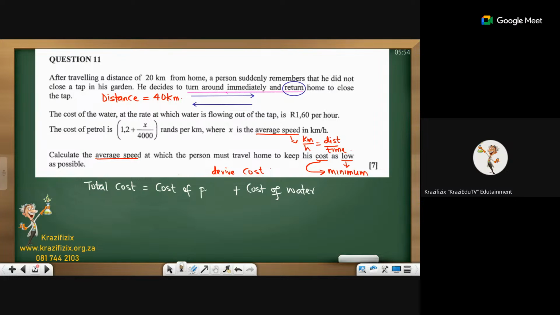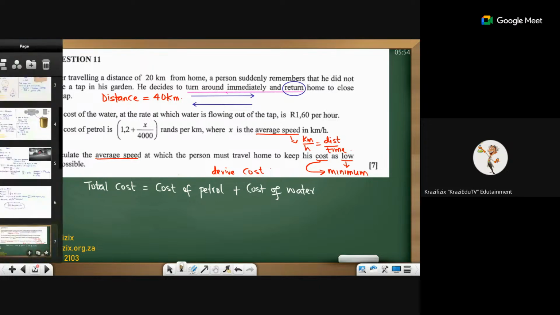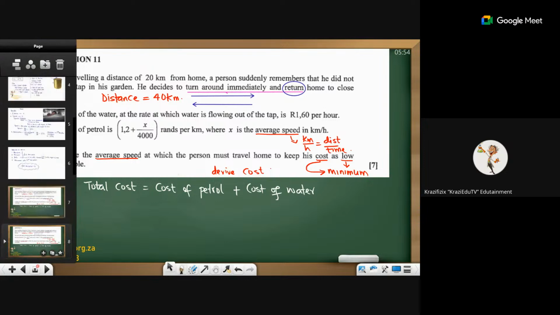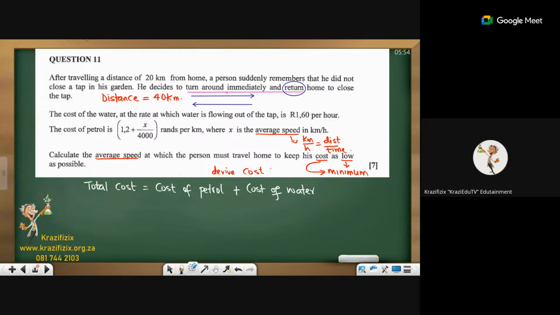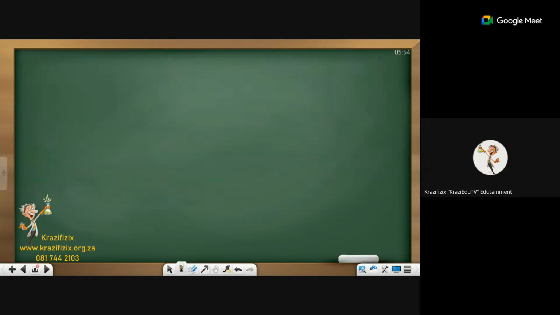So let's break it down, guys. The cost of petrol. I'm going to go to a fresh page so that we can work together. This is a mind map for me to see what to do. Now, let's walk through together and look at petrol. I'll be going forth and back. All right. Cost of petrol.